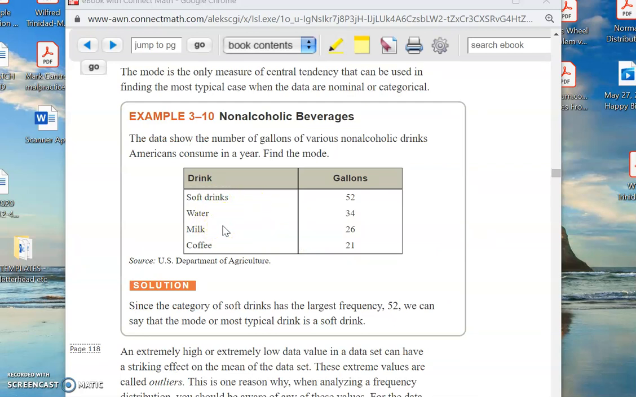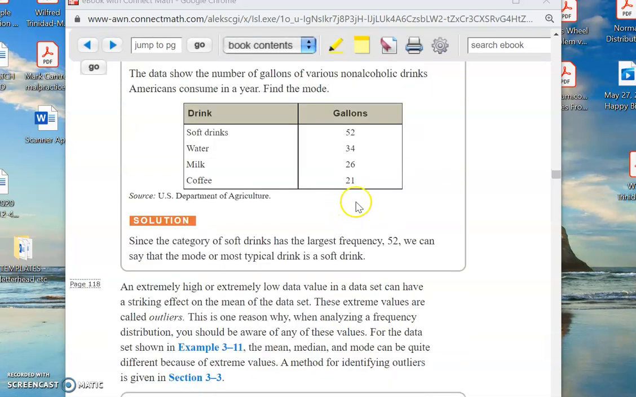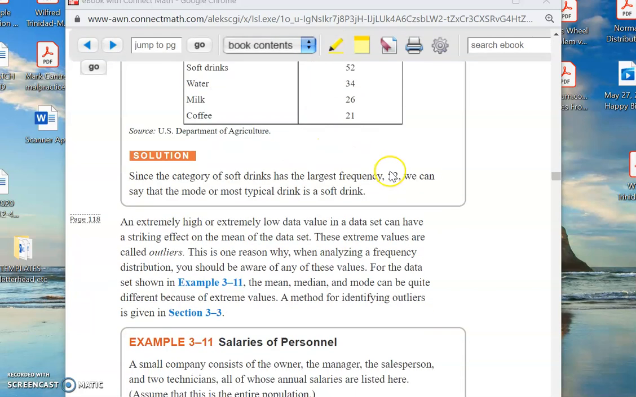So it really isn't appropriate to try to come up with a mean or a median here. How would you do it? It doesn't make any sense. But you could talk about the mode, because you would say the soft drinks is the most common, has the largest frequency. So we can say that the mode, or the most typical drink, is a soft drink.